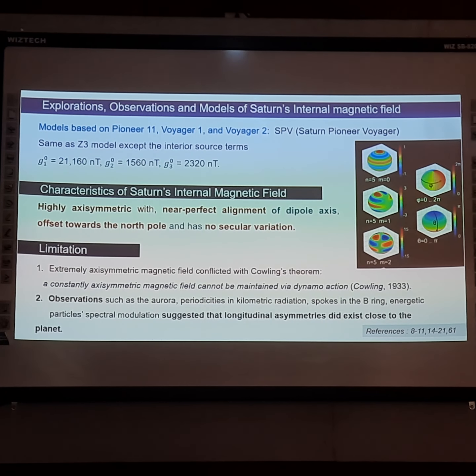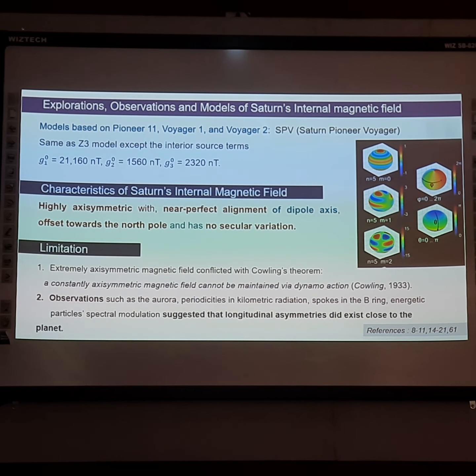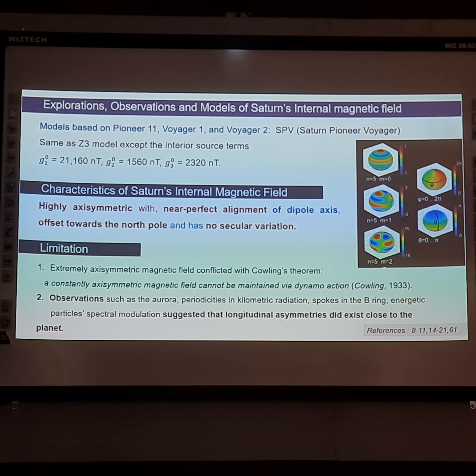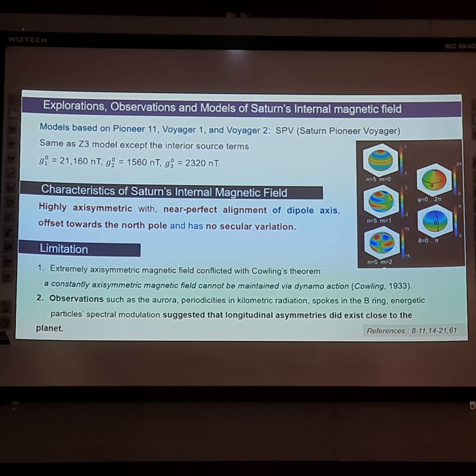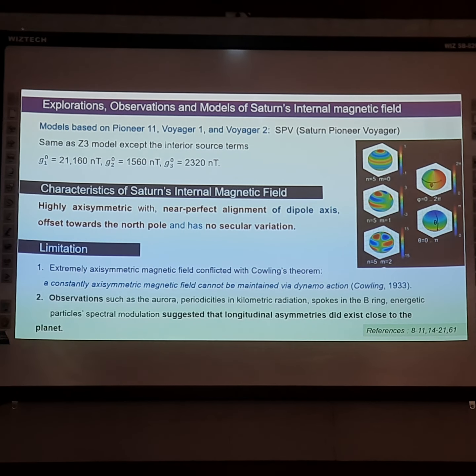Then again, Pioneer, Voyager 1 and 2, the data from all three spacecraft were combined as SPV. Here also, it again confirmed the finding of the Z3 model, except for the Gauss values, the Gauss coefficients. Now, what is the meaning of this Gauss coefficient, the spherical harmonics? How can it be applied to the study of a planet? I put that picture just to have a mental picture of what a Gauss coefficient looks like.